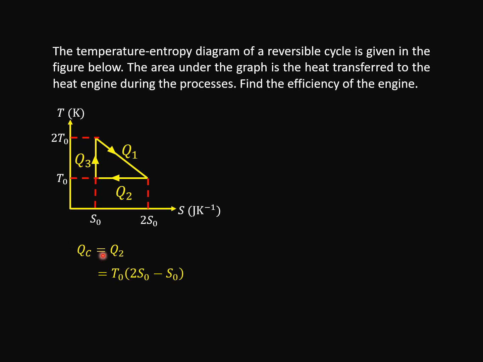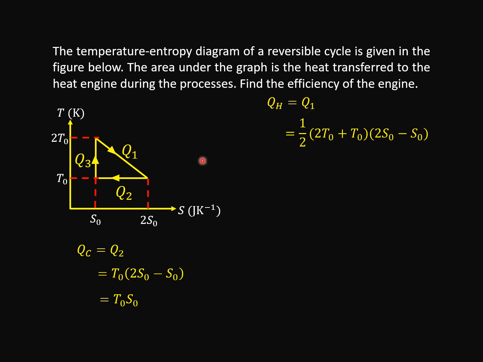For Qc, which is the same as Q2, the area under the graph is given by the area of this rectangular shape. So the area is equal to this T naught multiplied with 2 S naught minus S naught. Therefore, we have Qc equal to T naught times S naught.